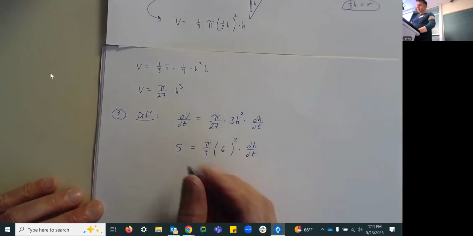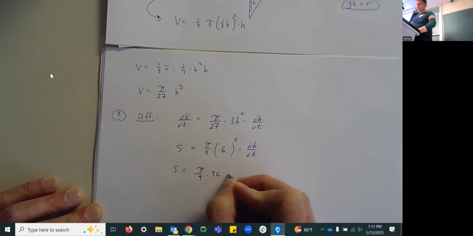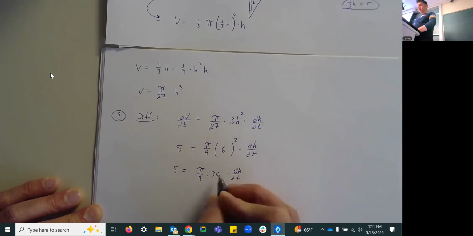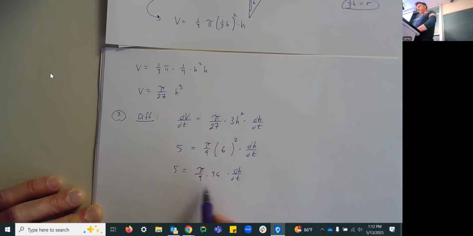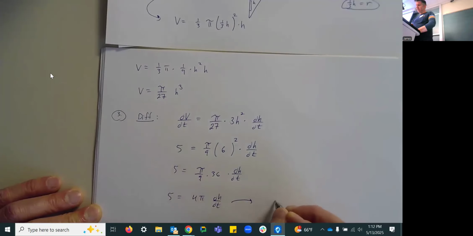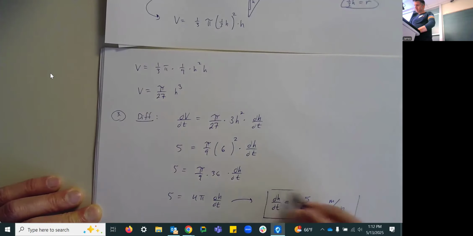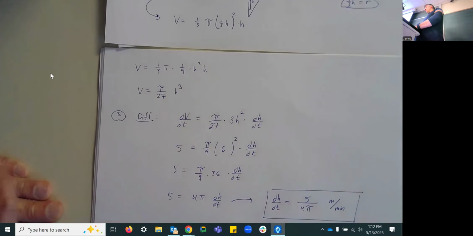So let's simplify. We're going to get 5 equal to pi over 9 times 36 times dh/dt. Although I could solve for dh/dt right away, I think it's better to simplify this first and say 36 over 9 is just 4. So I really have 5 equal to 4 pi times dh/dt. And then solving for dh/dt, we get dh/dt equal to 5 divided by 4 pi. And it's going to be measured in meters per minute, because my volume was changing and the units were meters cubed per minute. So it's a height.